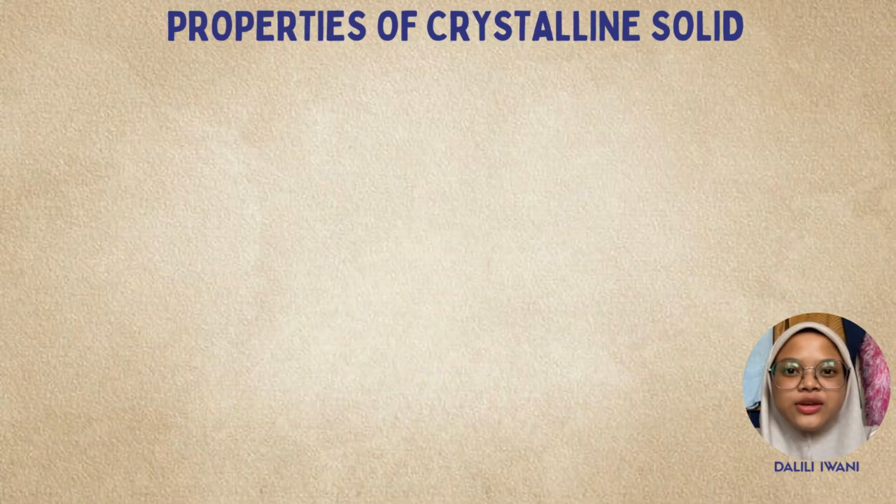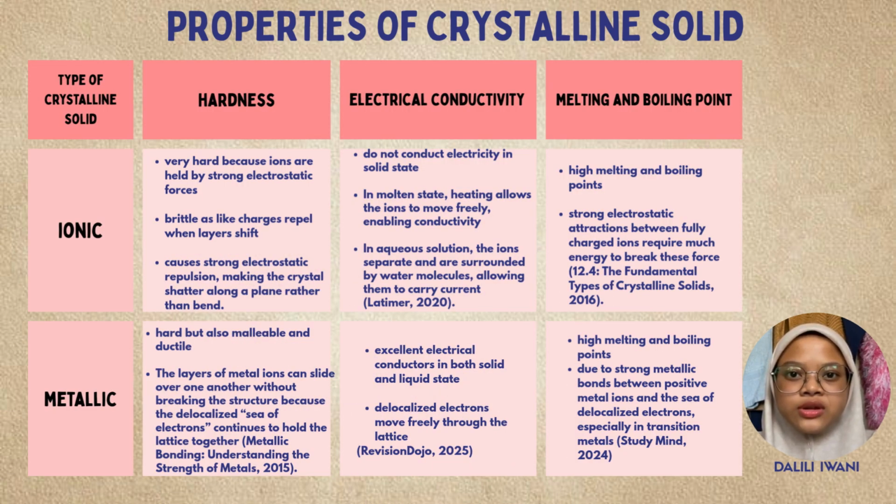Ionic solids are very hard because ions are held by strong electrostatic force, but they are brittle as like charges repel when layers shift. This causes strong electrostatic repulsion, making the crystal shatter along a plane rather than bend. Ionic solids do not conduct electricity in their solid state. However, when melted or dissolved in water, the ions become mobile. In the molten state, heating allows the ions to move freely, enabling conductivity.